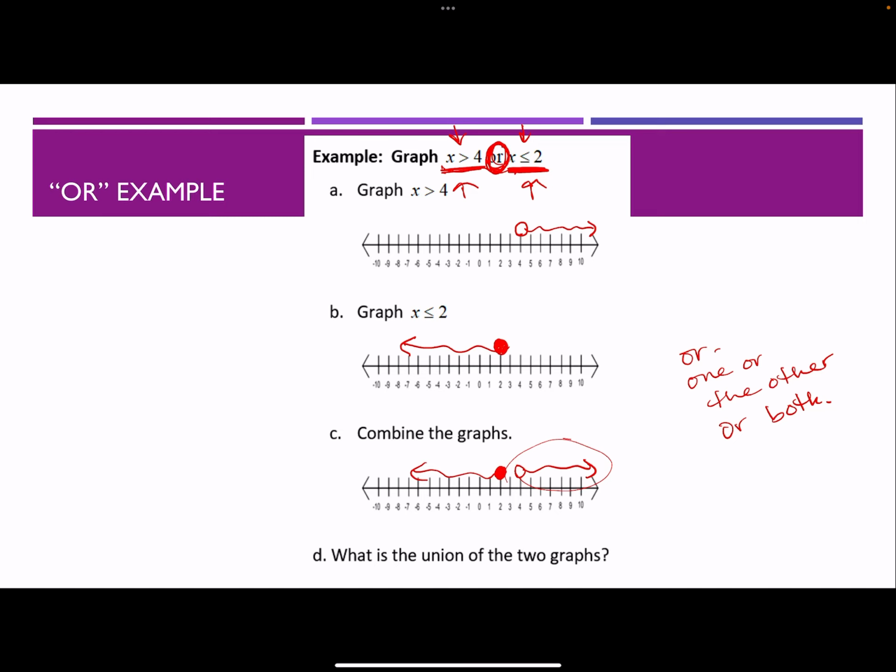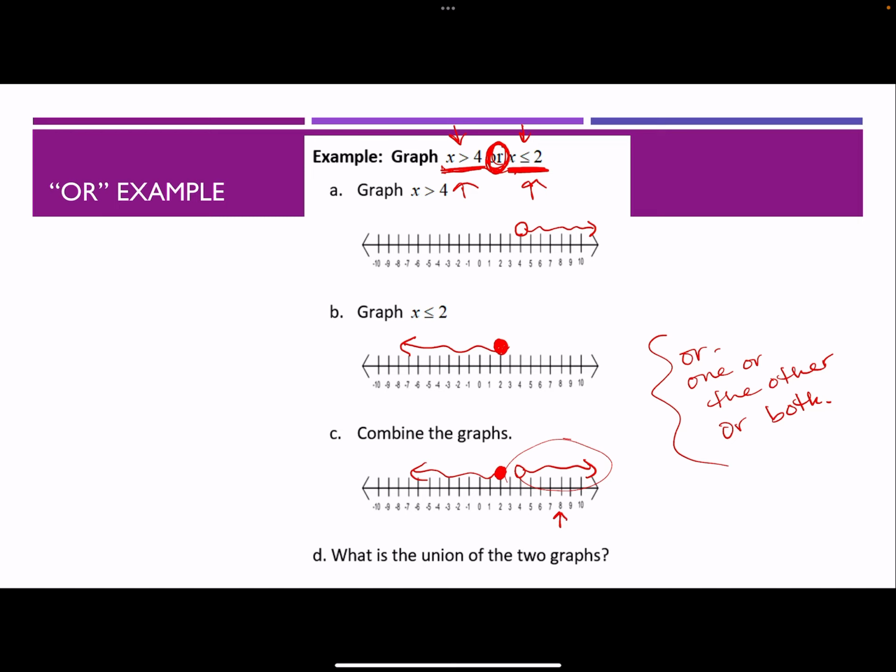So if I were to pick the number like 8, for example, is 8 greater than 4 or is it less than or equal to 2? Yeah, it is. It doesn't make both of those parts true, but it makes one of them true. So it makes one or the other or both true. So 8 should be a solution. Notice that 8 on my number line is shaded.